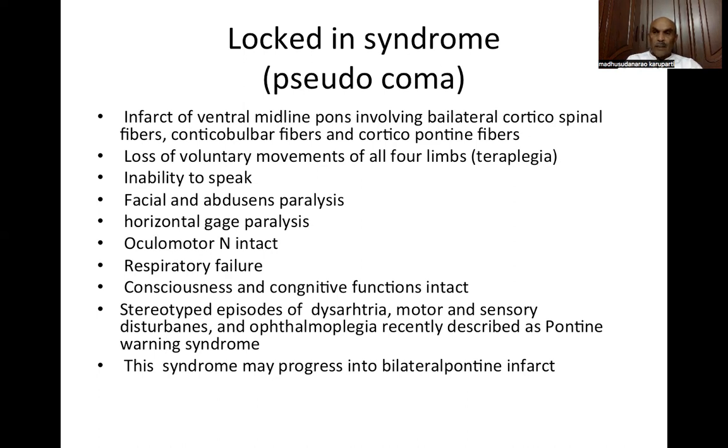Pontine warning syndrome is characterized by stereotyped episodic dysarthria, motor and sensory disturbances, and ophthalmoplegia. It is described as the pontine warning syndrome because this syndrome may progress into bilateral pontine infarct when left unrecognized and untreated. That's why it is described as the pontine warning syndrome.